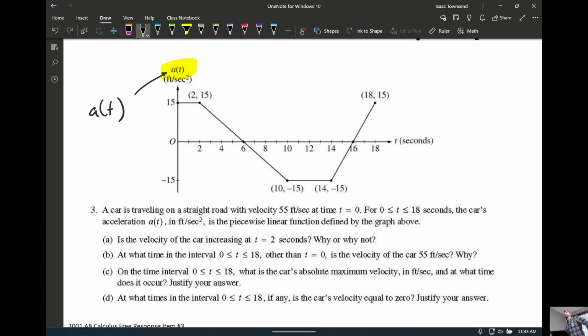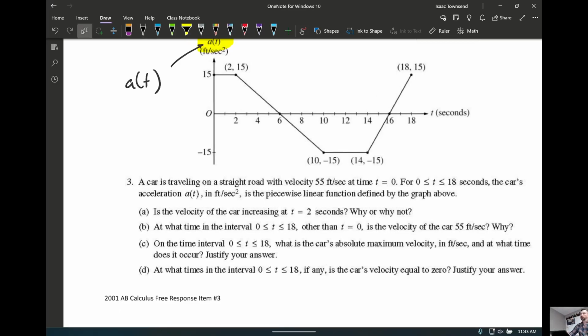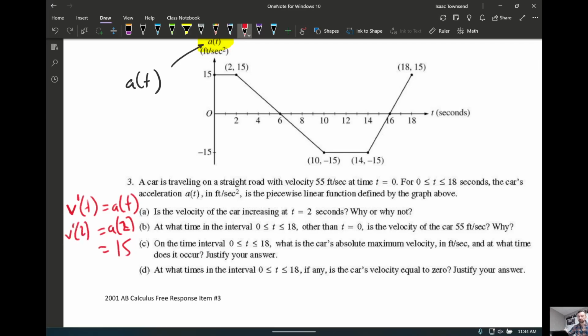Okay, so part A should be one of the easier parts. So let me remind you that the velocity derivative is the same thing as acceleration. So the acceleration at 2, do you guys see how that's 15? That's on the graph. So that means the derivative of the velocity at 2 is 15.